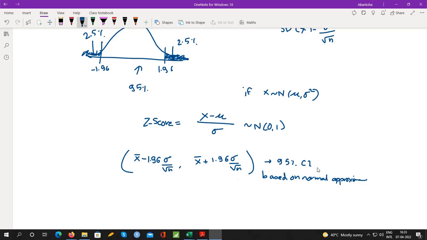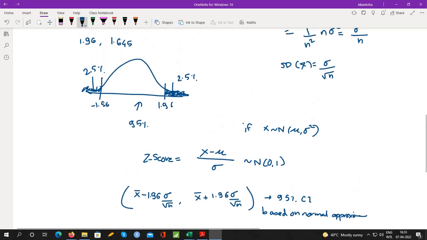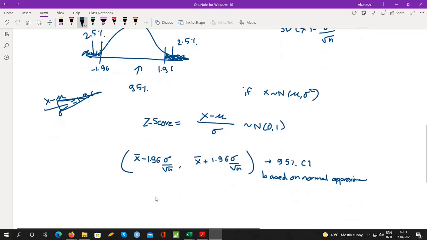Why? So 1.96 because between minus 1.96 to plus 1.96 we have 95% region. So when I equate x minus mu by sigma to 1.96, I get what I want. So I can actually guarantee that chances of this interval containing the population mean mu are 95%. Is it okay?